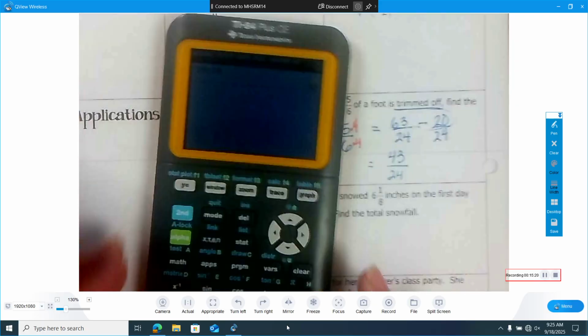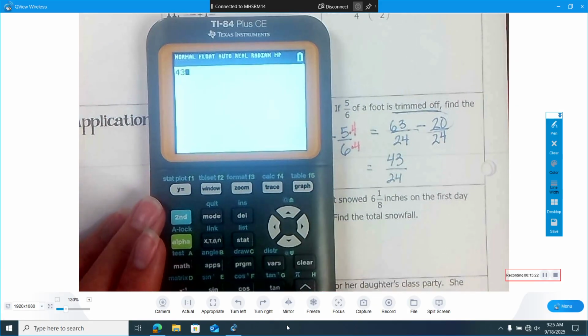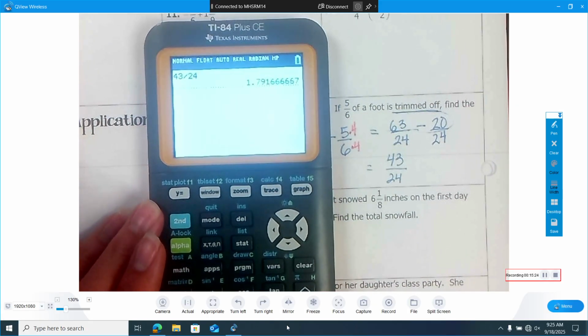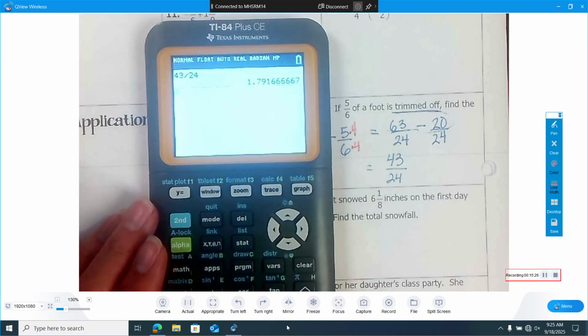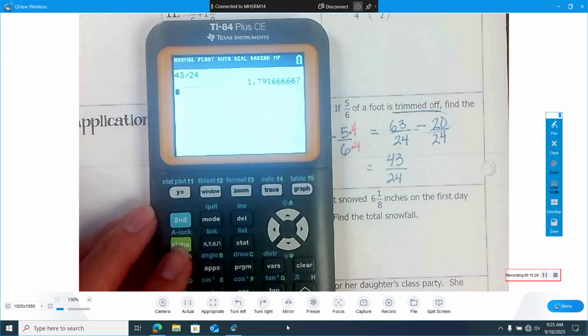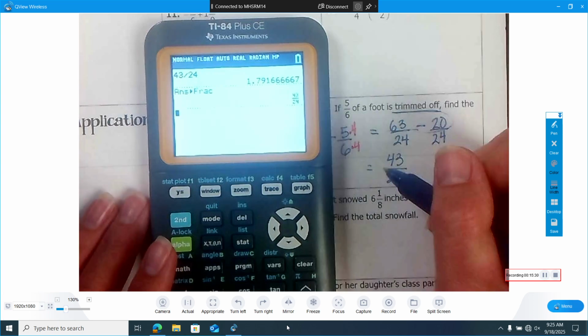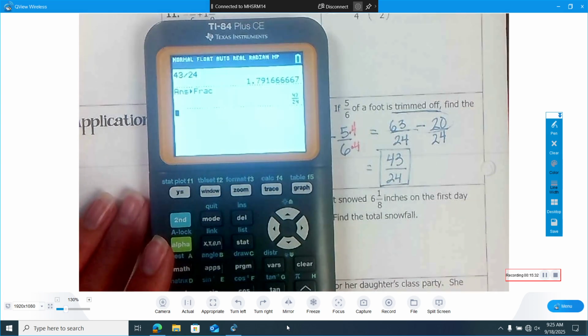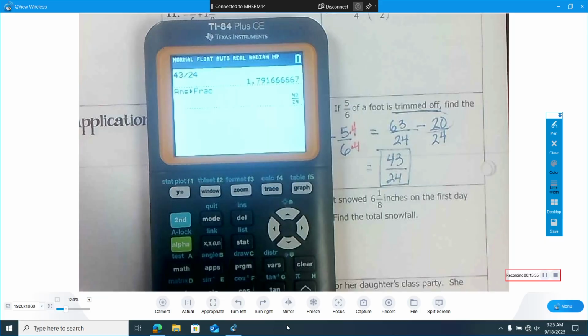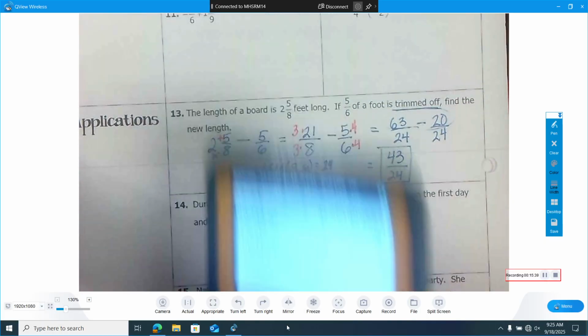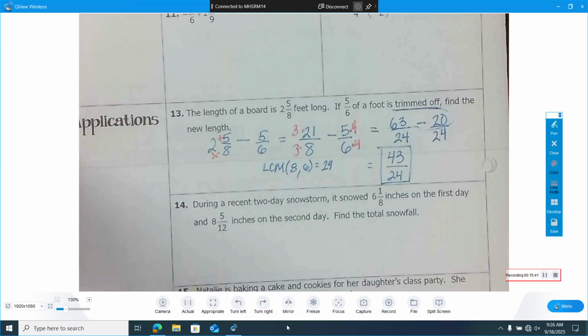Now, maybe I don't know if that reduces. 43 divided by 24, crazy decimal. What can I do to figure out the fraction? Math frac it. Hey, it is 43 24ths. It doesn't reduce anymore. So if you need to math frac on your calculator to make sure your fraction is reduced, I think that is just fine.